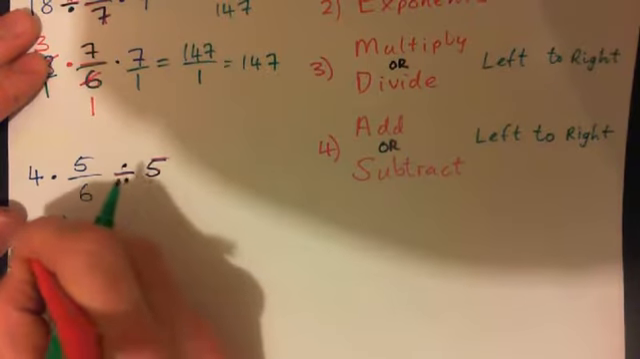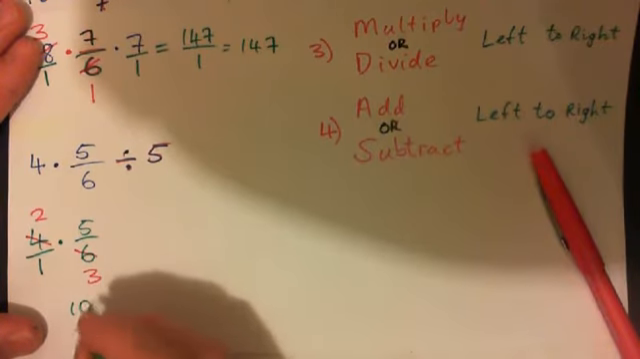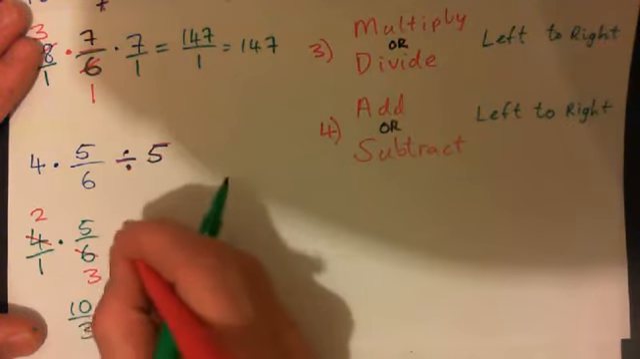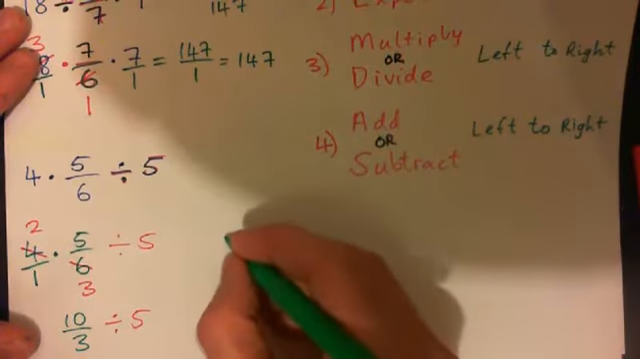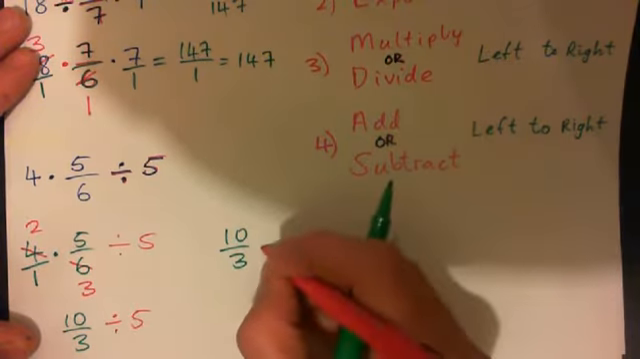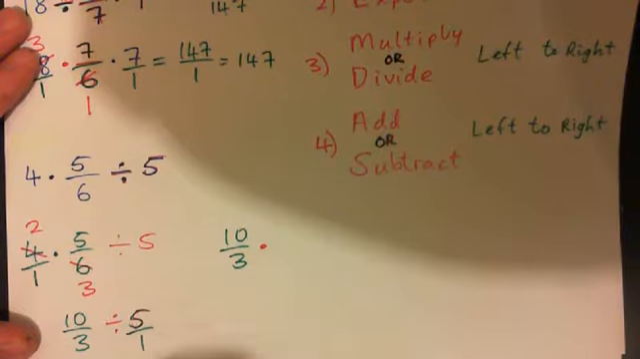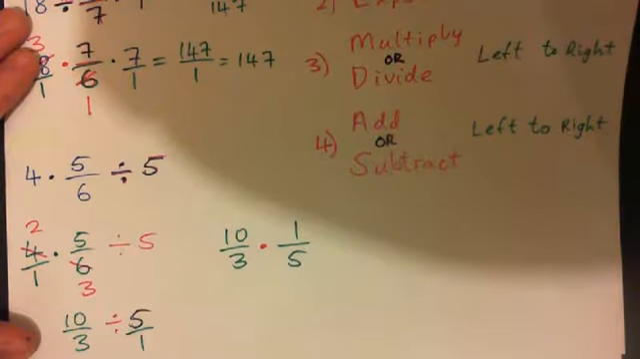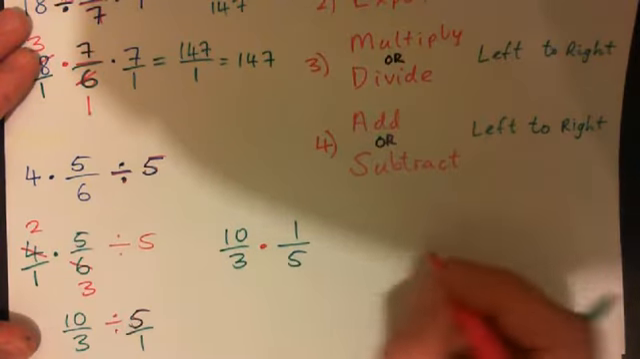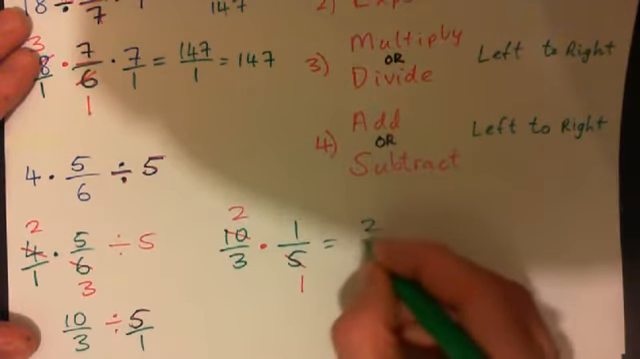I guess we could just multiply these out first. It doesn't really matter. 2 into that goes twice, 2 into that goes 3 times. So 2 times 5 is 10, and 1 times 3 is 3. So I have 10 thirds, and then we have divided by 5. That's the same, of course, as 10 thirds multiplied by the reciprocal of this guy. 5 can be written 5 over 1, so flip it upside down and we get 1/5. And then we can cross cancel common factors. 5 and 5 goes once, 5 and 10 goes twice. And we get 2 over 3.